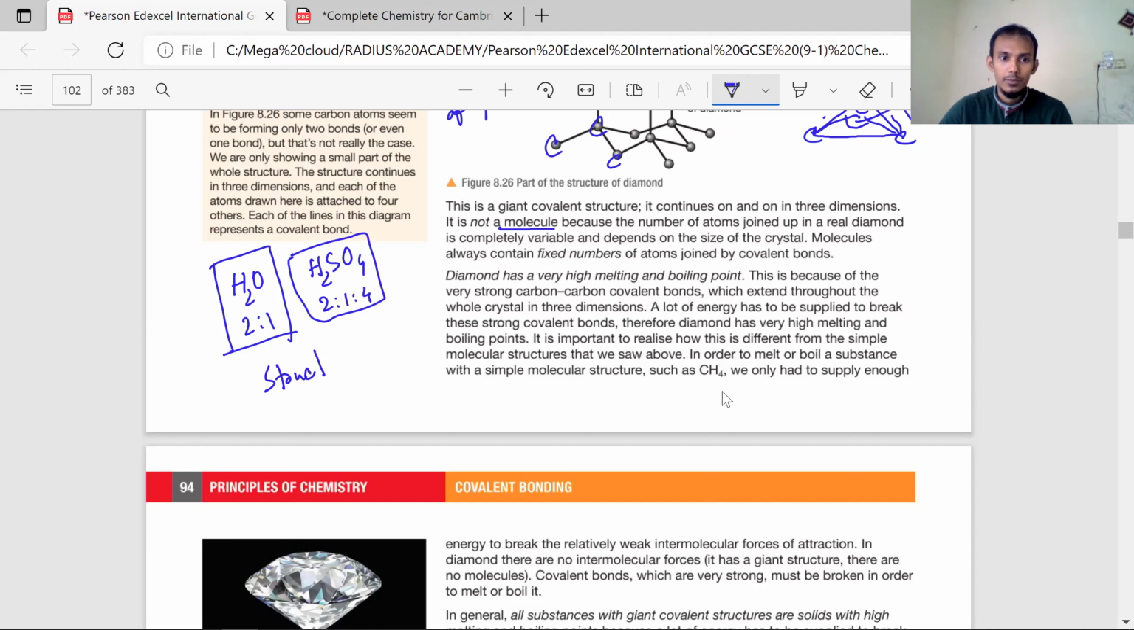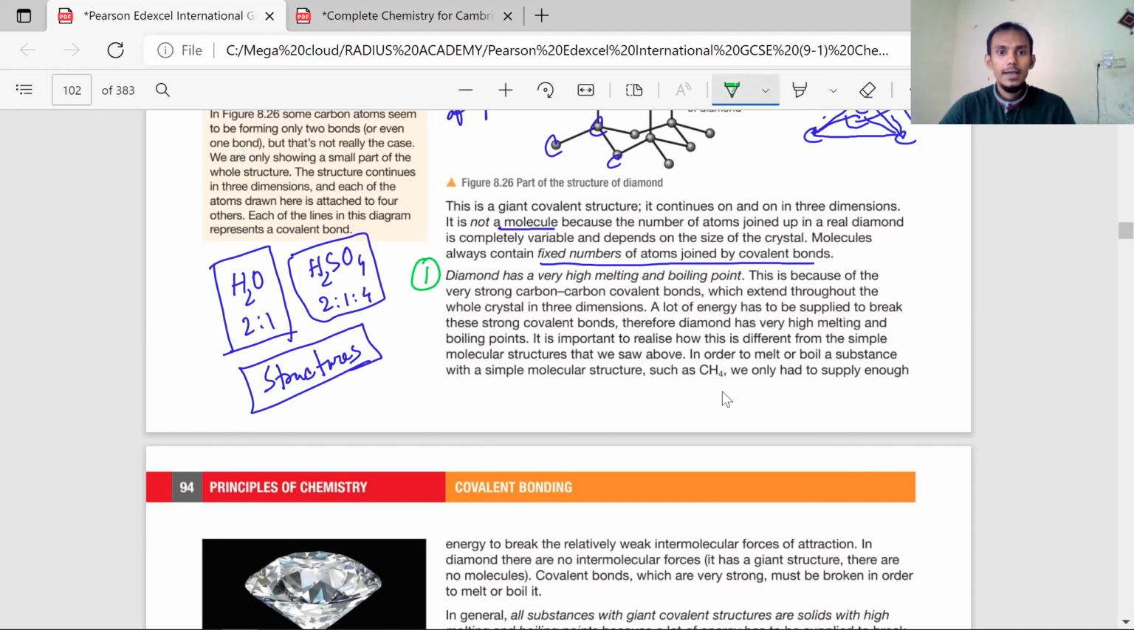Diamond. That's why we say diamond and also graphite, একটু পরে আমরা graphite দেখবো, they are structures. They are not molecules. So এটা আমরা বলতেছি molecule. It is not a molecule because molecules always contain a fixed number of atoms joined by covalent bonds. So এগুলা গেল. Now the properties, see one after another.